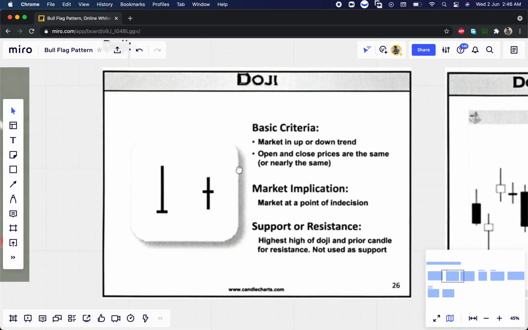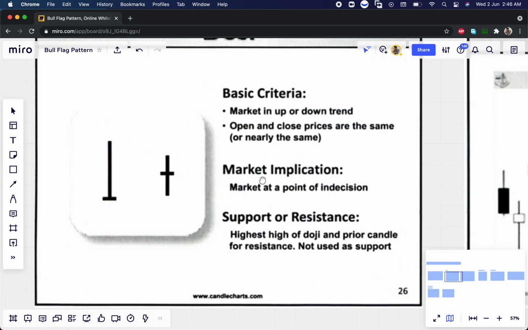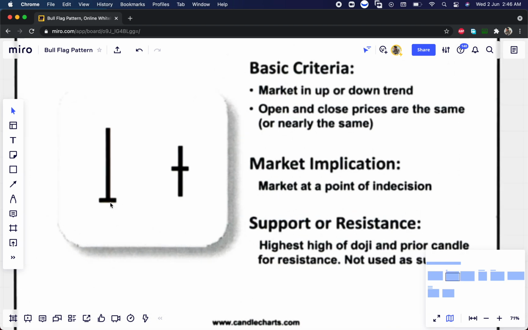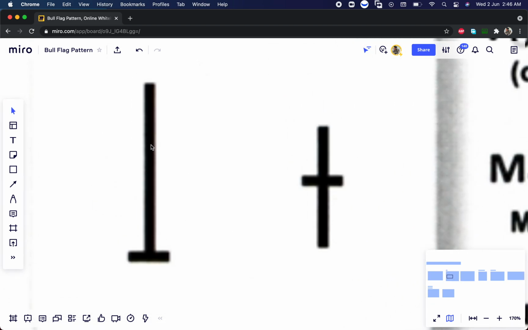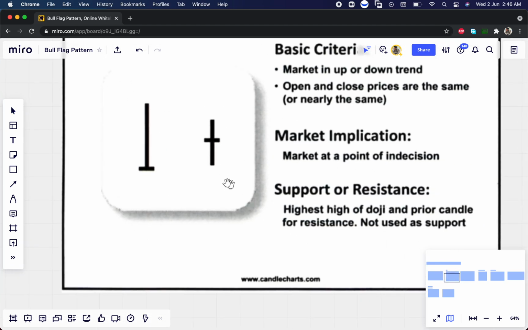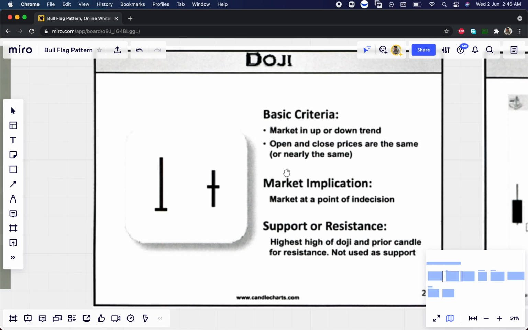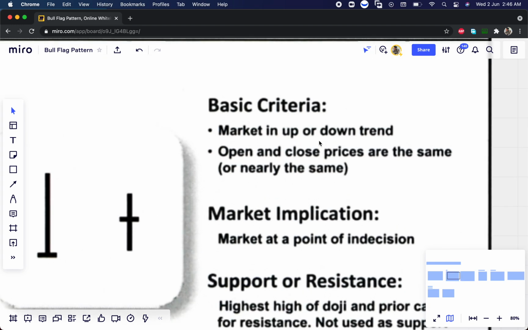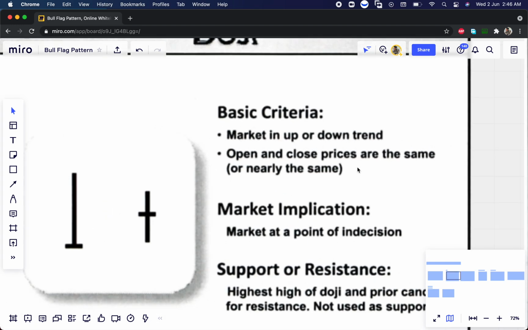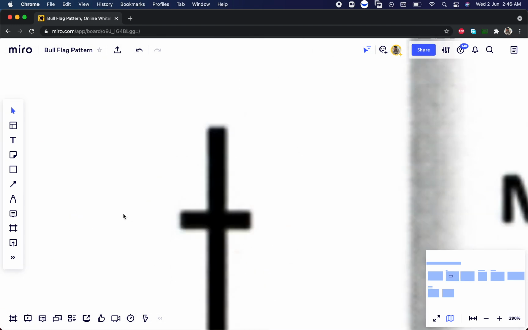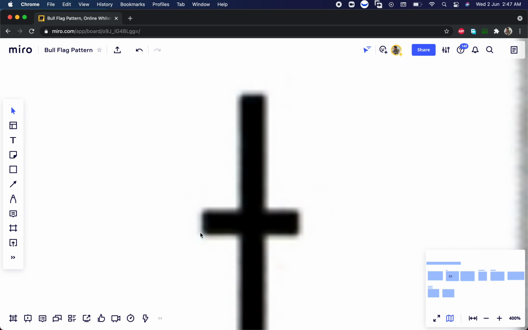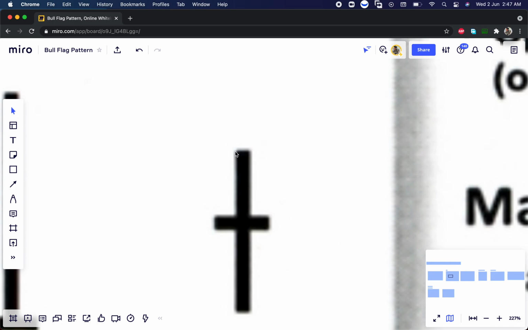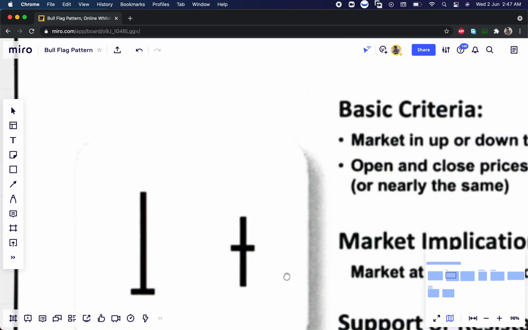Okay, so first of all we have doji. What is a doji? A doji is a candlestick with a very small real body and long high wicks, or small wicks. So here you can see what a doji is. Doji appears when the market is in either an uptrend or downtrend. Open and close prices are the same or nearly the same. So here you can see the open and close are very close to each other, and the wicks and the shadows are very high and very low. So this is a doji.